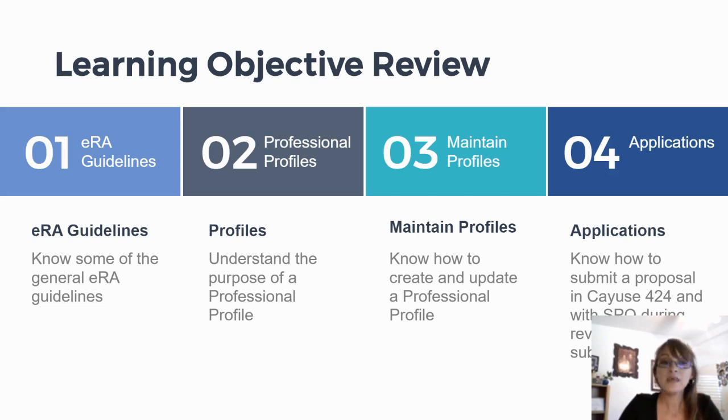Now let's take a moment before the end of class to think about the learning objectives. I want to make sure that you understand some of the general ERA guidelines. Also, that you understand the purpose of professional profiles and why it's important that we all have them. That you know how to create and update those profiles, and that you know how to submit a proposal in Cayuse 424 and work with sponsored programs during that review and sponsor submission process. If you have any questions about that, now's a good time to go back through your materials that, if you're viewing this online, you will have access to, or that I will email you after class.